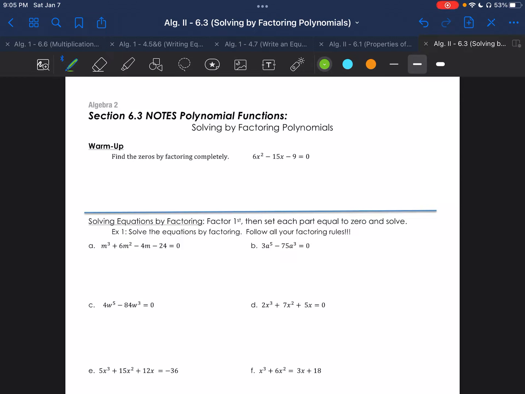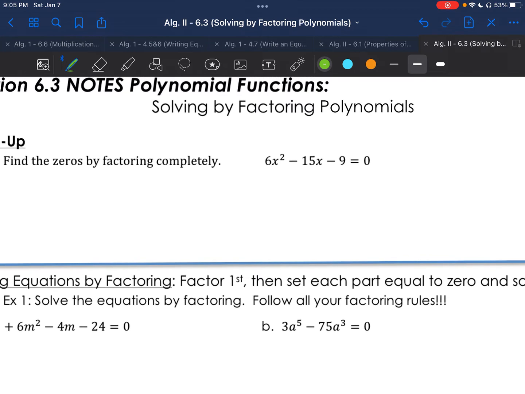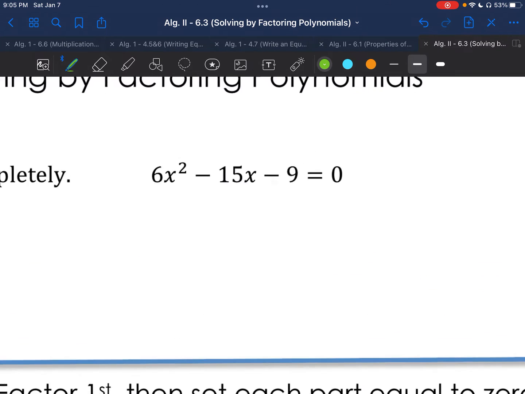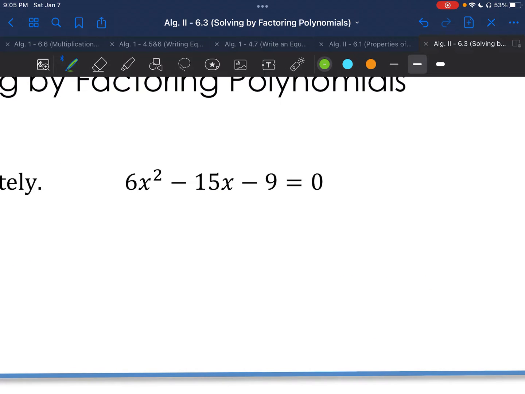Alright everyone, welcome to Algebra 2, Section 6.3, Solving by Factoring Polynomials. So we're supposed to find the zeros by factoring completely for this warm-up. This is a review from what we did in a previous chapter when we talked in depth about quadratics. First step is to make sure it is equal to 0.